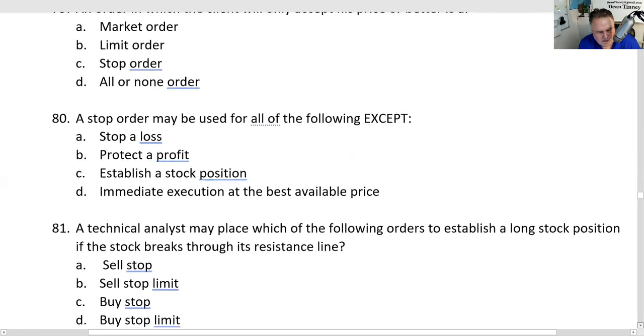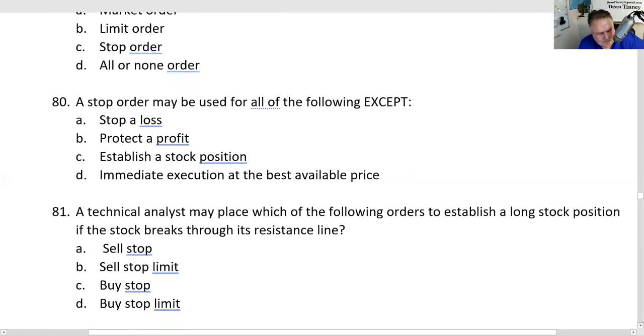A stop order can be used for all the following except. The answer here is D, right? Because a stop order may never become a live market or limit order if it doesn't trade at or through the trigger price. So again, I have a very good lecture for you on that, so you might want to check it out.